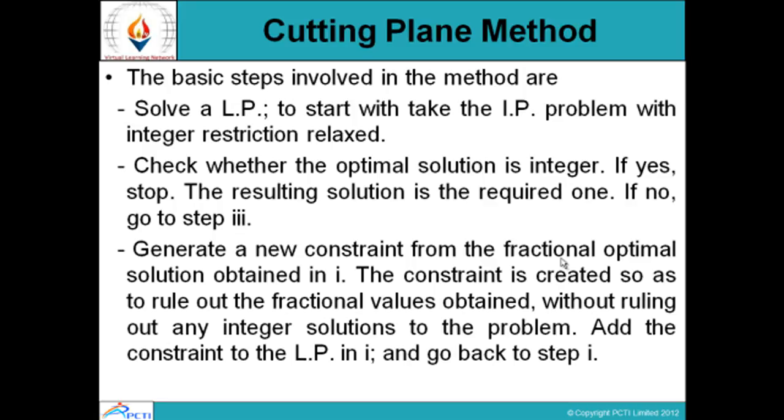Cutting plane methods. The basic steps involved in the methods are: first, solve an LP. To start with, take the IP problem with integer restrictions relaxed. Second, check whether the optimal solution is integer. If yes, stop; the resulting solution is the required one. If no, go to step three. Third, generate a new constraint from the fractional optimal solution obtained in step one. The constraint is created so as to rule out the fractional values obtained, without ruling out any integer solution to the problem. Add the constraint to the LP in step one and go back to step one.